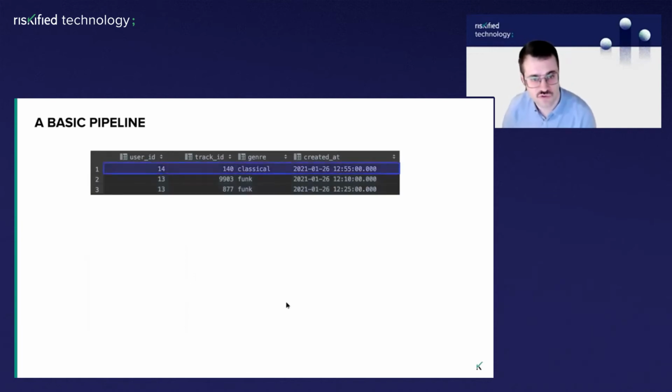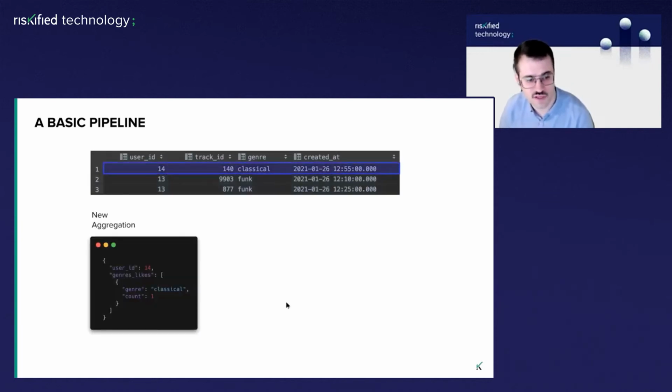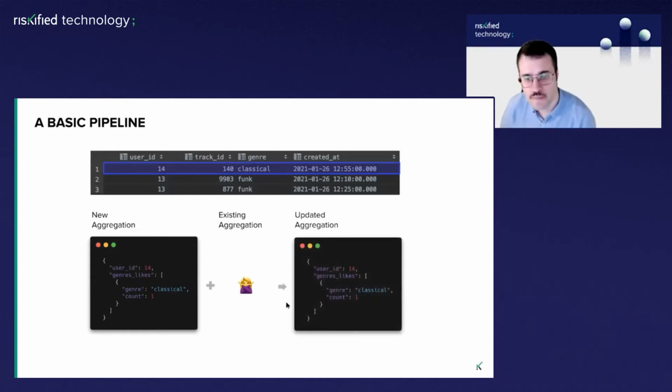And in the case of user ID 14, we arrived at that new aggregation for the last hour, and maybe they have no existing aggregation in our system. This will happen all the time, right? And what we do in that case is we simply persist the newly arrived at aggregation for that hour as their all-time aggregation.